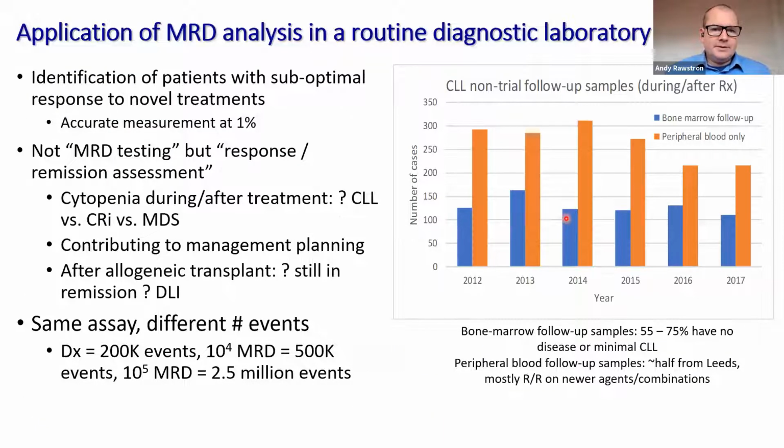In our laboratory routinely, we've had a fairly similar number of samples over the years, about 100 to 150 bone marrows, where people are asking about residual disease and asking, why is there a cytopenia? Can we stop treatment? Is things changing? A reasonable number of people looking after allogeneic transplant check whether patients are still in remission at an MRD level. And the approach has been to have the same assay at diagnosis and follow-up, but adjust the number of events that we acquire according to the situation.